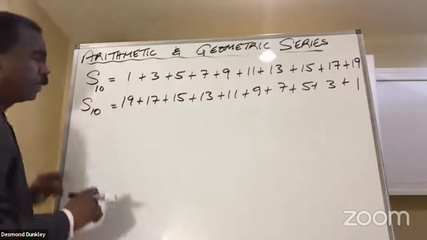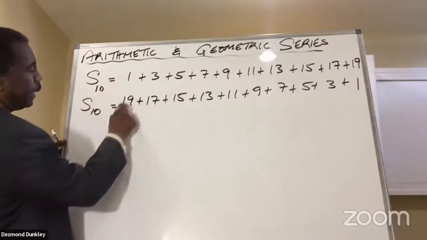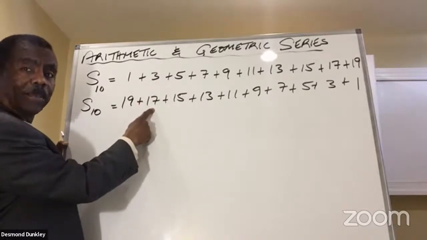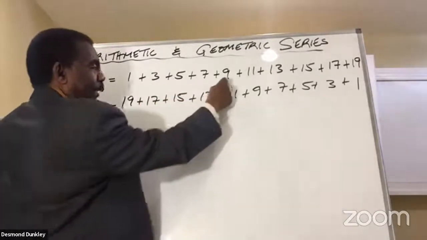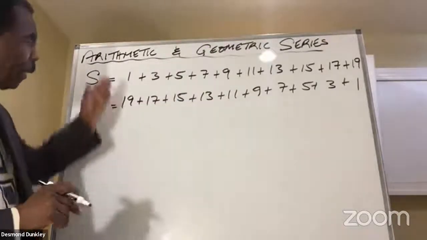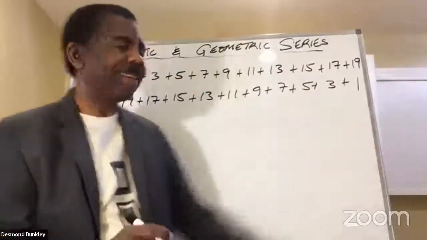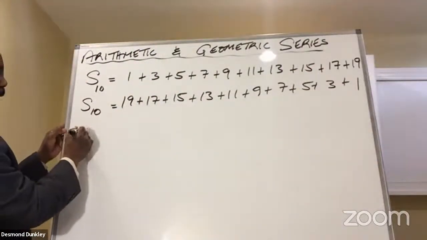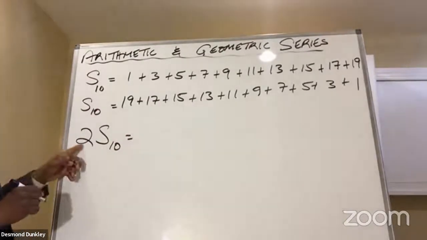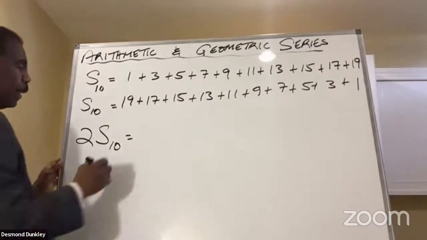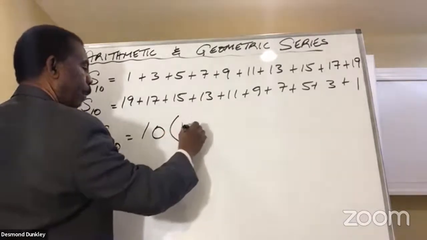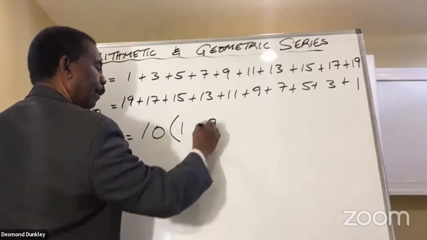So check this out. Do you notice that if I added this and this, what do I get? 20. Added this and this, what do I get? 20, 20, 20, 20. If I add these together, do you agree that we're going to end up with 10 sets of 20? So this is going to be 2 times the sum of the first 10. It's double the sum of the first 10. It's actually equal to 10 times (1 plus 19).